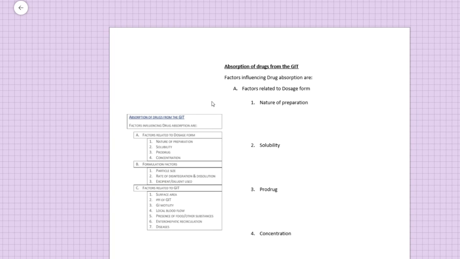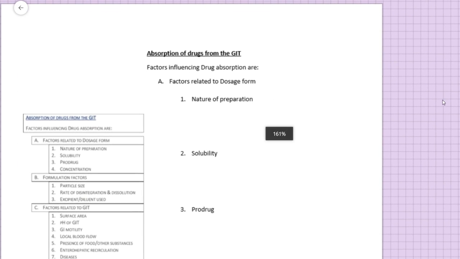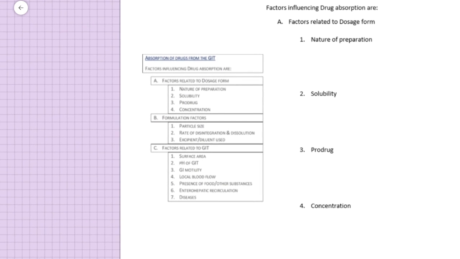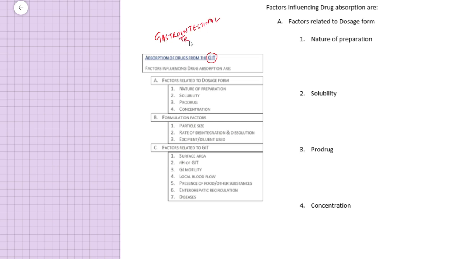Let's now look at absorption of drugs from the GIT. So we have got this small map over here where we list out the factors which influence drug absorption from the GIT. GIT meaning gastrointestinal tract.